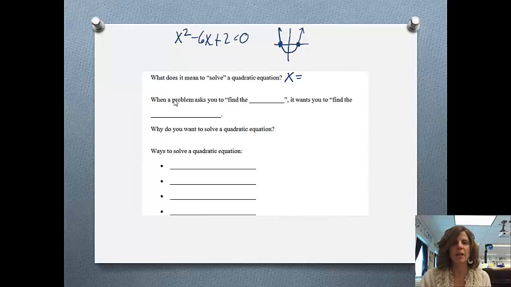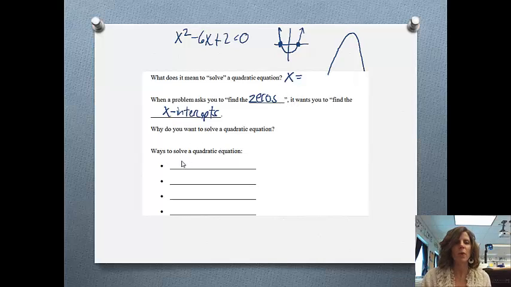Another thing: when a problem asks you to find the zeros, it is actually wanting you to find the x-intercepts. So solving a quadratic equation is all about finding where a graph touches the x-axis. In real life, we usually have something that goes up and then back down, and we're interested in when that object would hit the ground. That is the purpose of solving a quadratic equation in real life.